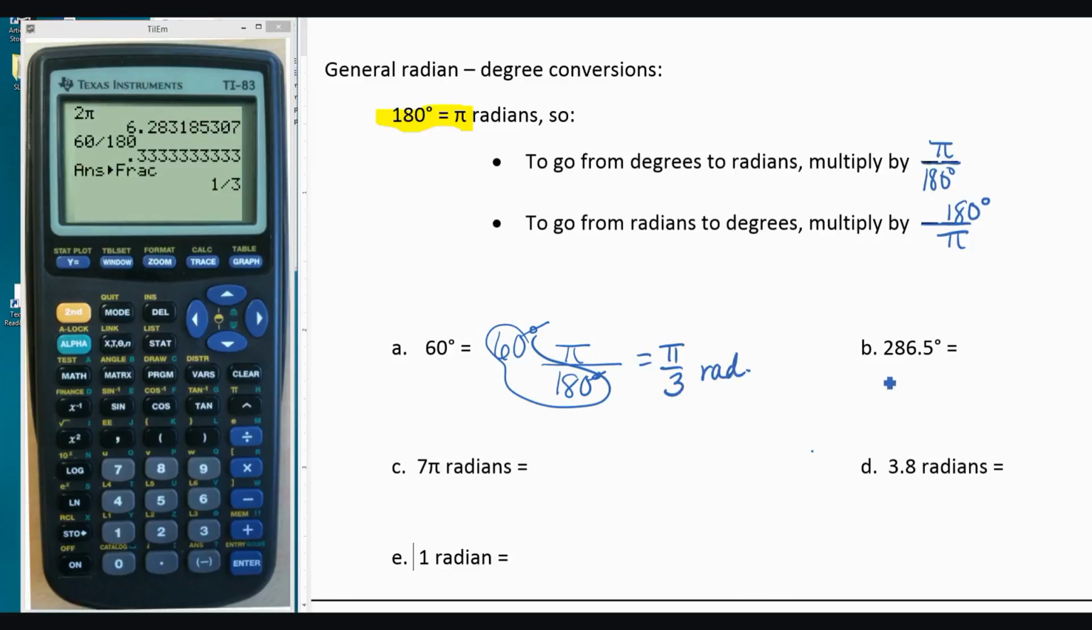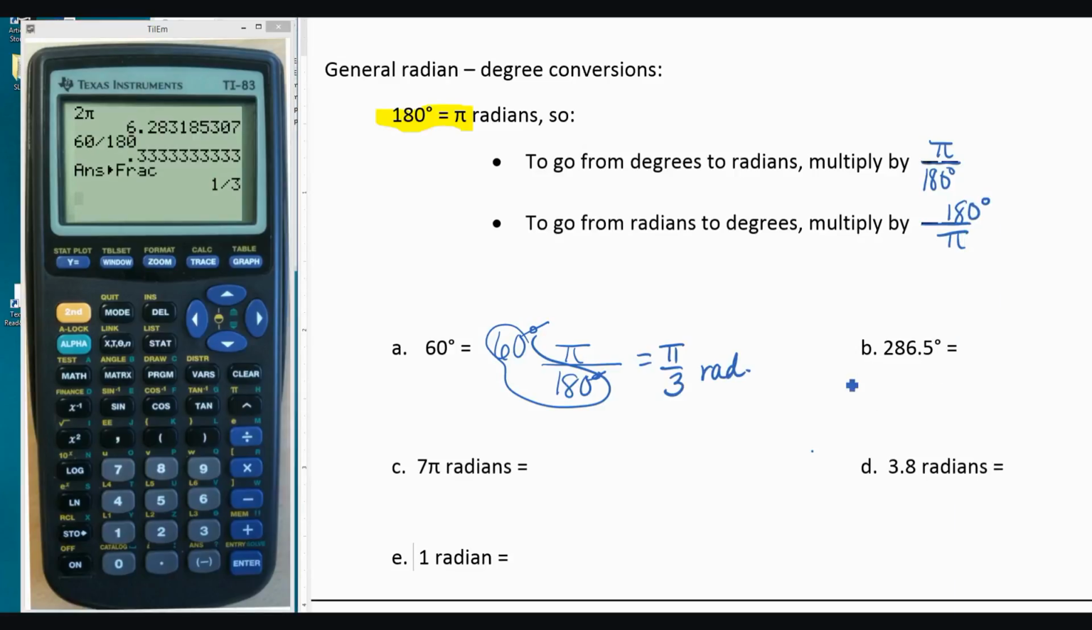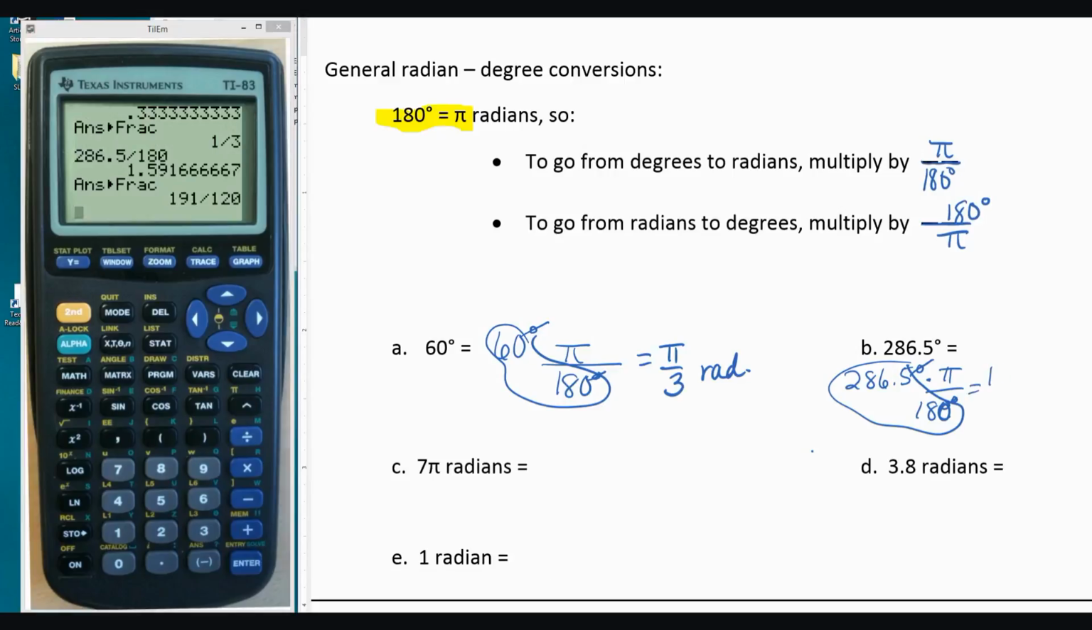If we have 286.5 degrees and we want to go to radians, we would take 286.5 times pi over 180, and again the degrees cancel out, and then we can use our calculator to simplify this fraction. So we're going to do 286.5 divided by 180. That gives us 191 over 120, and the pi will still be up top, so this will be 191 pi over 120.